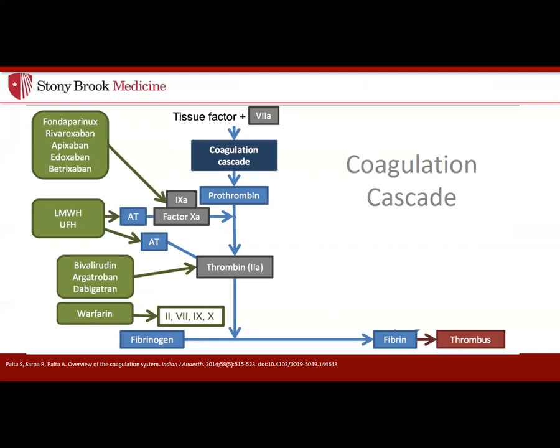In green, we have our common anticoagulants and where they work on the coagulation cascade. So we have our factor 10A inhibitors, including fondaparinux, rivaroxaban, apixaban, edoxaban, and betrixaban. We do have our heparins. For the sake of this CE, I am focusing on the oral anticoagulants, but they're just here for completion's sake. And then next we have our thrombin inhibitors: bivalirudin, argatroban, and dabigatran. And then of course we have warfarin, which acts to deplete the factors that play a role in this cascade.